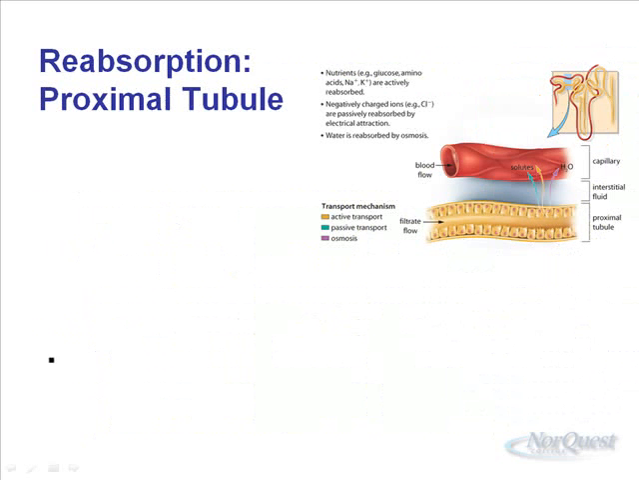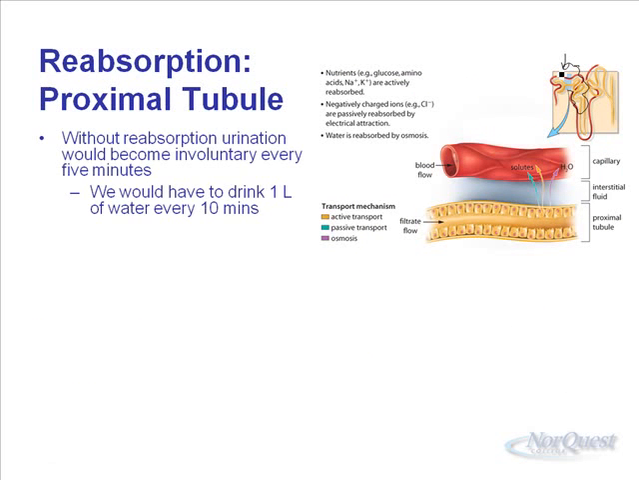Now we have to do some reabsorption. If we take a look at the diagram here, they've highlighted the first part of the proximal tubule. This highlight can really be anywhere along here. They've simplified the diagram a little bit just to make it a little easier to read. But all along that proximal tubule, reabsorption is going to happen. Without reabsorption, we would have to urinate every 5 minutes, and we would have to drink a liter of water about every 10 minutes if we didn't reabsorb that water back into our circulatory system.